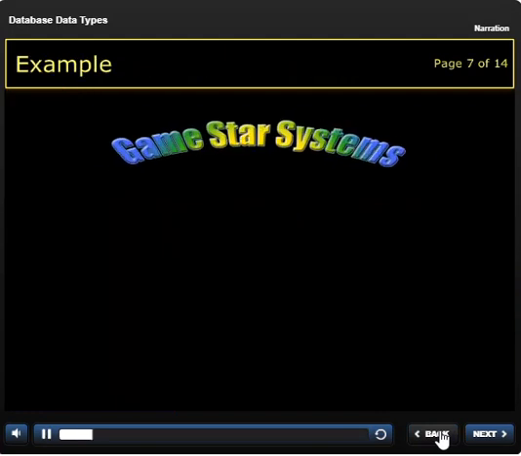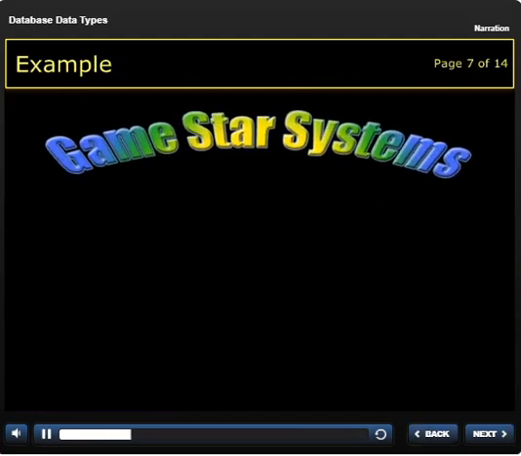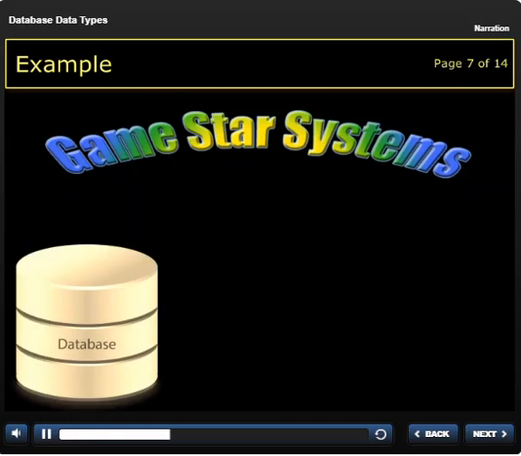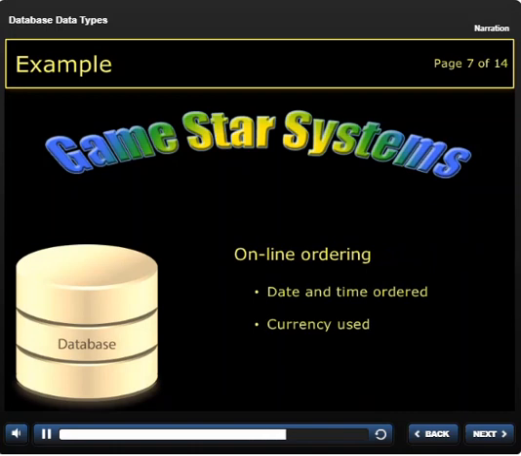Let's say we own an online retail store, GameStar Systems. We need to write a database that supports online ordering, including the date and time the order was placed, the currency used for each order, and the Unicode characters we'll need for customer names.